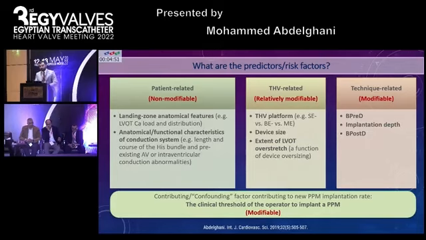And the beauty of this classification is that it automatically translates into non-modifiable factors, relatively modifiable factors, and more or less totally modifiable factors.